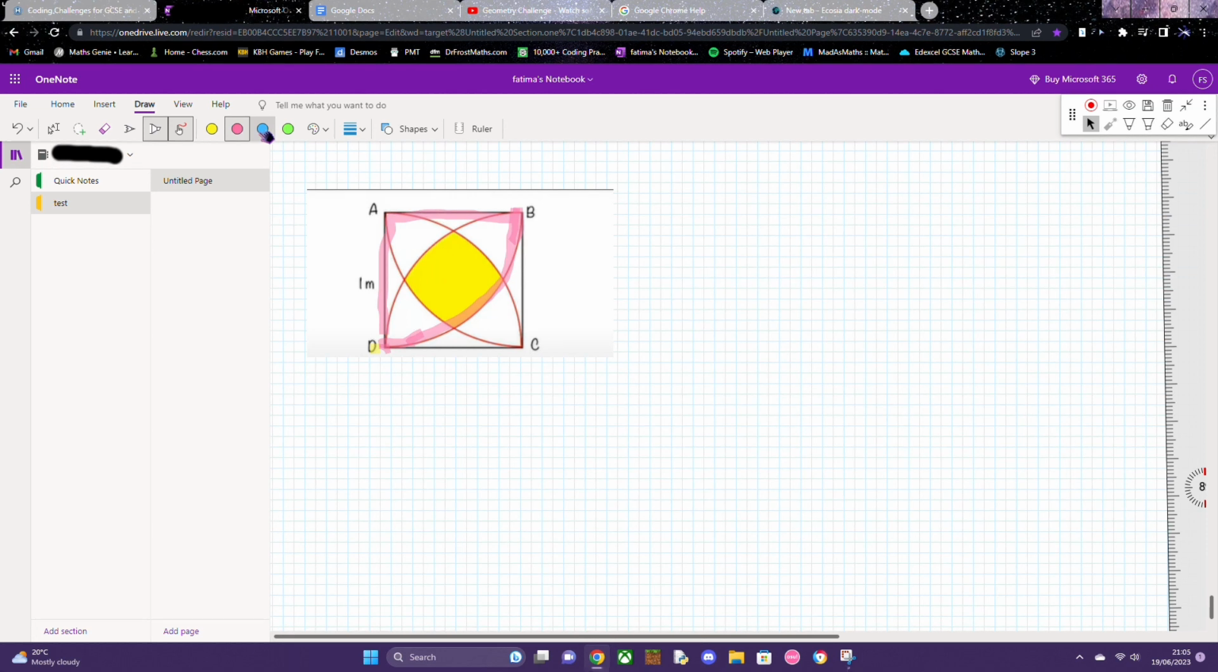That's 1 quarter circle. This is another quarter circle. That is another quarter circle. And I think I've run out of colours. This one is another quarter circle.